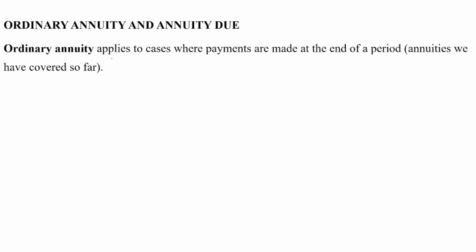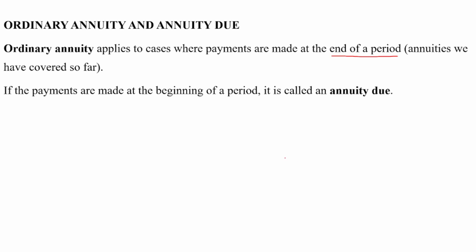Let's discuss differences between ordinary annuity and annuity due. An ordinary annuity applies to cases where payments are made at the end of a period. These are annuities that we've been doing so far. If you check all the annuities that we dealt with, the payments or the installments were done at the end of the period, like at the end of the month.